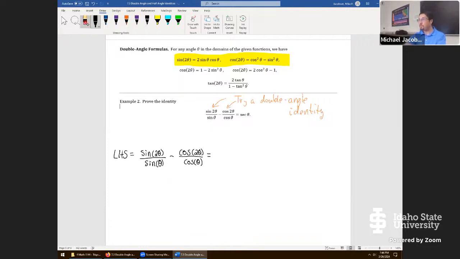But that's okay. We have tools available for us. Let's see which ones we really want to use. Observe the right-hand side is just a secant, which is reciprocal of cosine. That means over here, we're hoping to eliminate sine. We don't have a lot of choices on this one for sine 2 theta. This is it. I have one double angle identity for sine 2 theta.